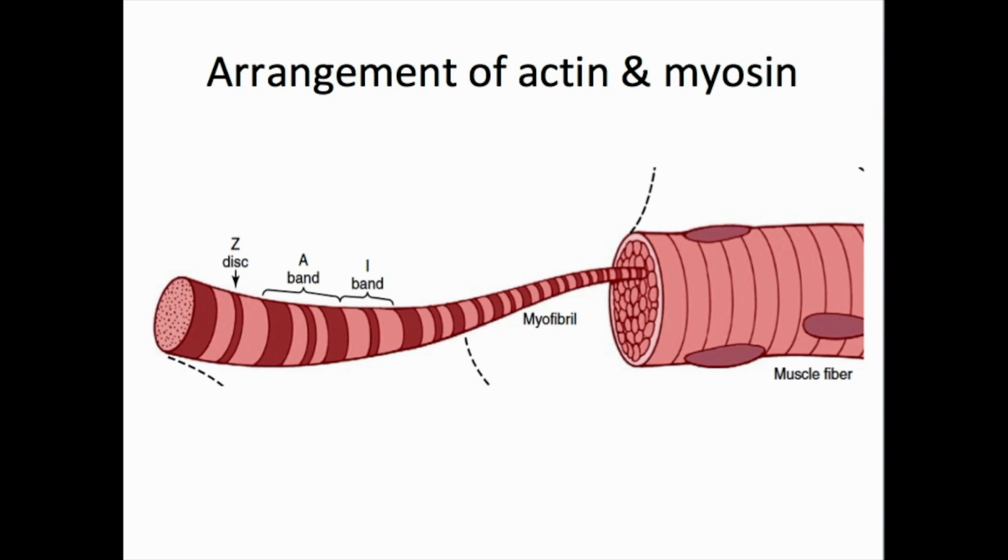The light bands contain only actin filaments and they are called I bands. The dark bands contain myosin filaments and the ends of actin filaments, and they are called A bands. The ends of the actin filaments are attached to Z discs. This Z disc attaches the myofibrils to one another all the way across the muscle fiber.